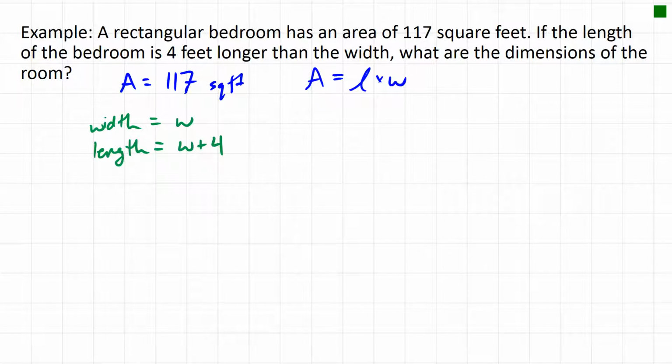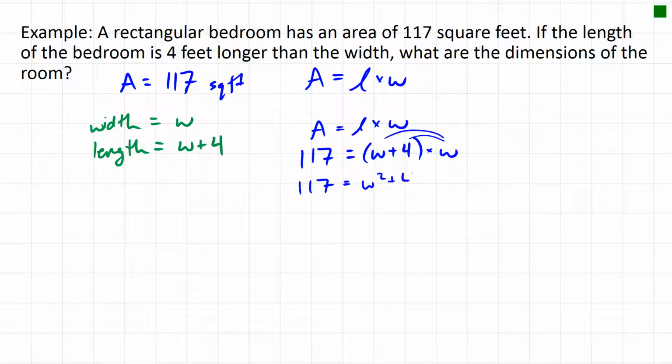So what that means is that if the area is equal to length times width, well, we know that the area is 117, and we know that the length is 4 feet longer than the width. So here I have a polynomial equation that I can solve. And it's similar to the last one in that I have to make one side equal 0. So I'm going to multiply the w into the brackets, get w squared plus 4w, take away the 117, and I have my polynomial equation.